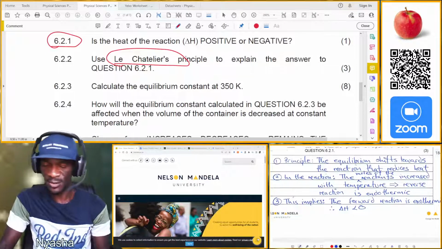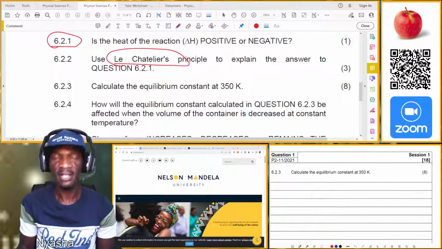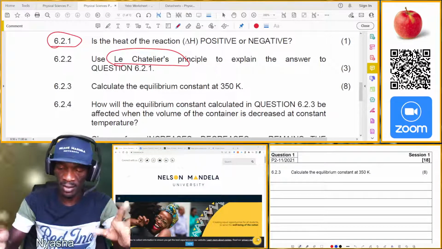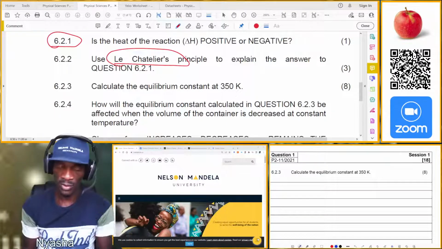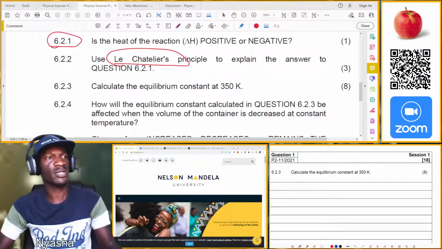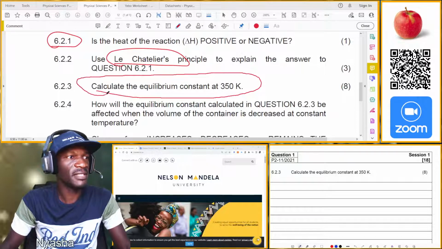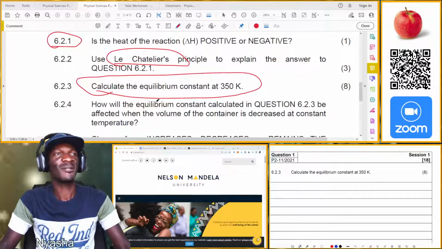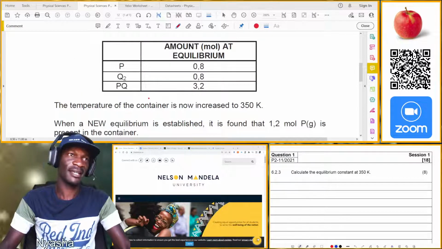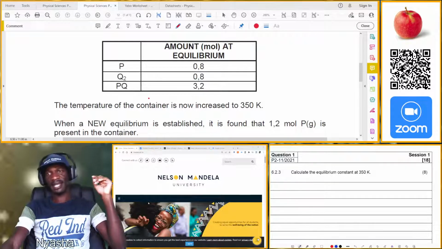So we are going to focus on question number 6.2.3, to make use of all the principles that we learned last week. Remember, we were working on calculations, isn't it? So this is where it's happening now. Calculate the equilibrium constant of this process. Calculate the equilibrium constant at 350 K. So let's see you work out a few ideas on how to calculate it.